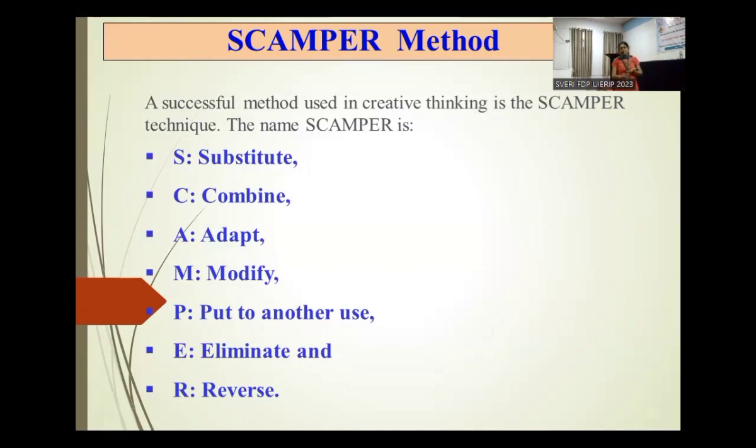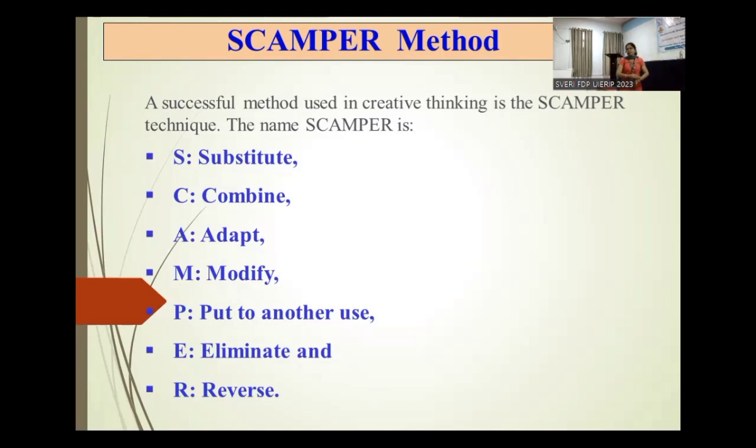M is for modify the physical appearance so that it will attract people. Then P is put to another use, means the customer's feedback point of view. As I told you, keeping our feet in the other's shoe, whenever I'm selling the product, at that time I feel that my product is good. But from the end user side or customer side, what is his feedback? That's why putting my feet in the other's shoe, that is empathy in design thinking. That is P, put to another use.